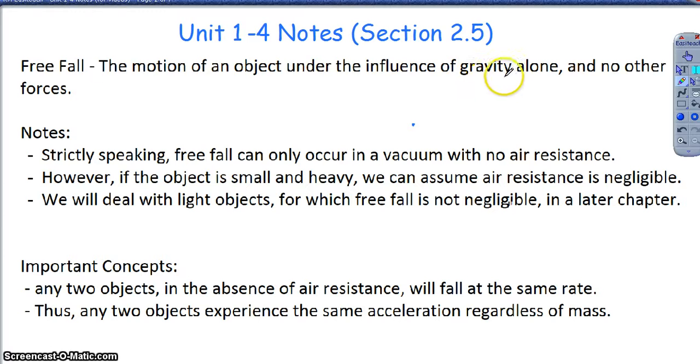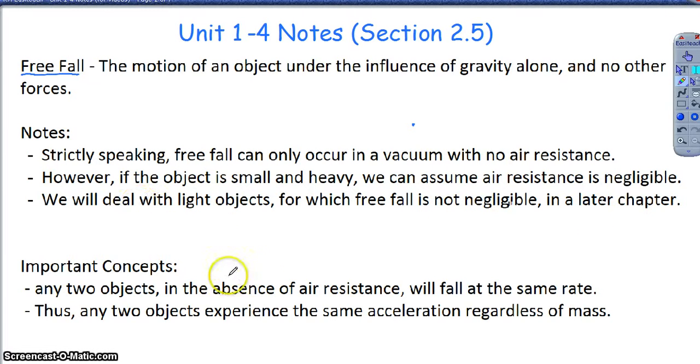The biggest thing with free fall is it's when only gravity is acting, so no other forces, so we'll assume that there's no air resistance. If they ever reference free fall, assume that there is no air resistance unless they tell you otherwise. So strictly speaking, free fall can only happen in a vacuum where there's no air resistance. However, if objects are small and heavy, we'll assume that the air resistance is negligible. If we do deal with light objects, we will see that friction and air resistance are not negligible, and we'll deal with that later on in the year.